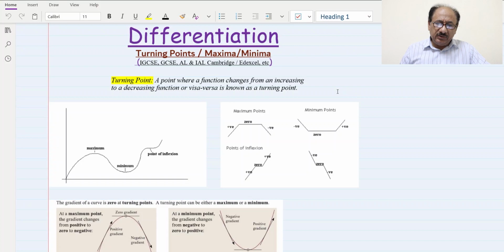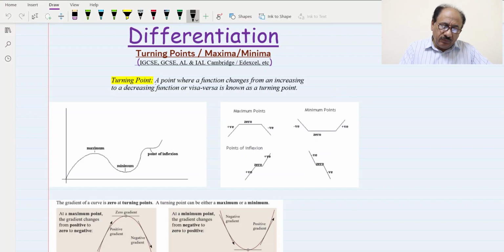So what are the turning points? The function is not constant at all locations, so it is increasing or it can be decreasing also. So what is a turning point? A turning point is where a function changes from an increasing to a decreasing function or vice versa. That point is known as a turning point.